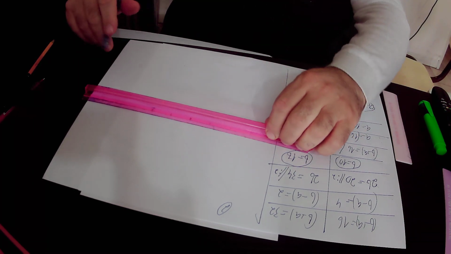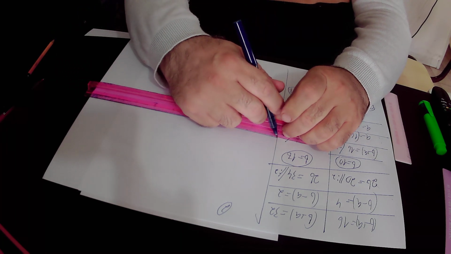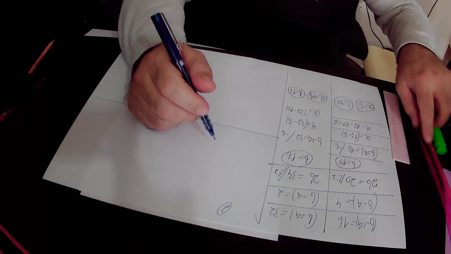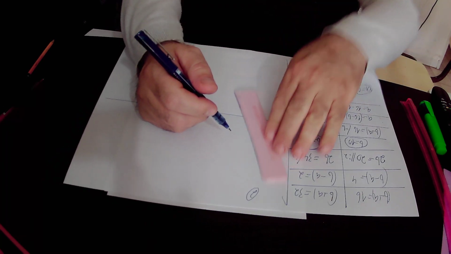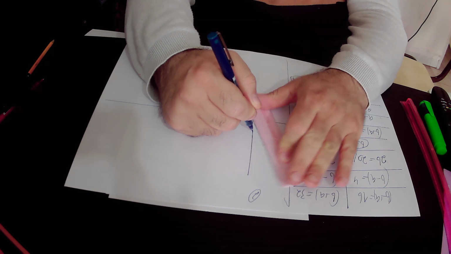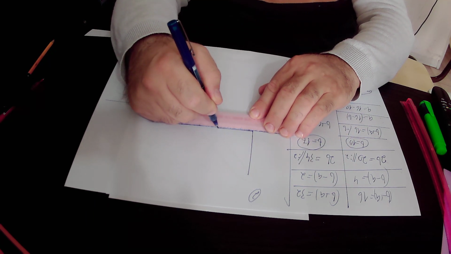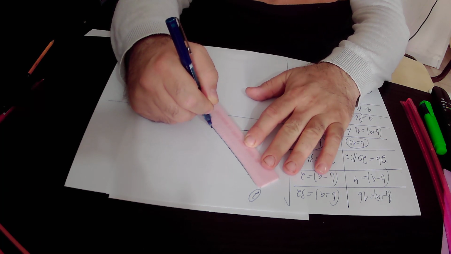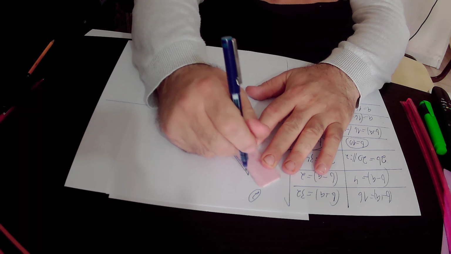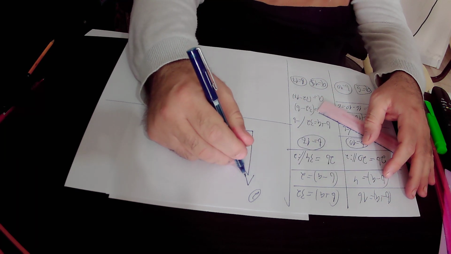So here we have the right triangle, triangle ABC. In the right triangle, triangle ABC, according to the first solution, the hypotenuse equals 10 units, that is b.